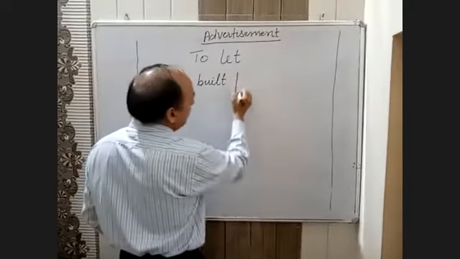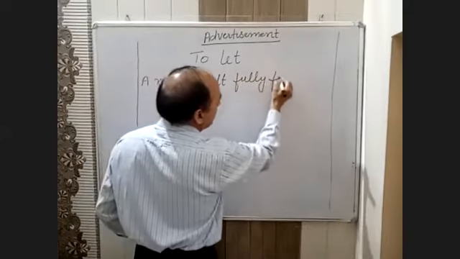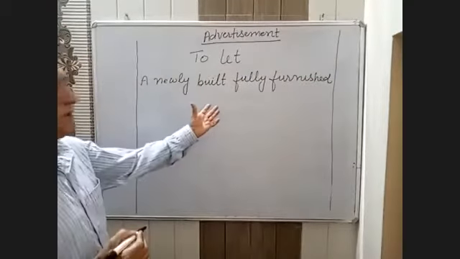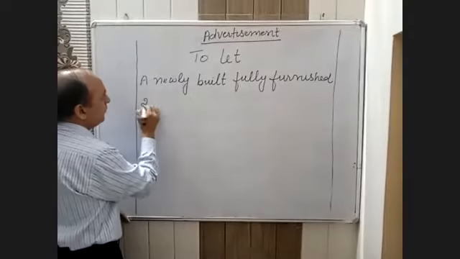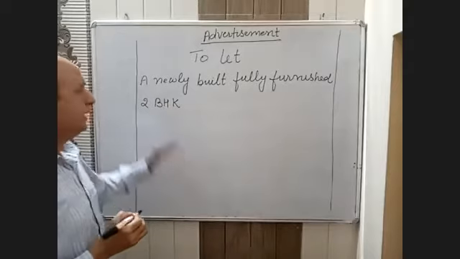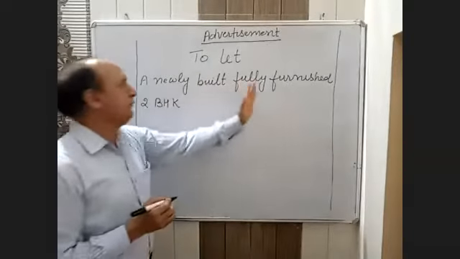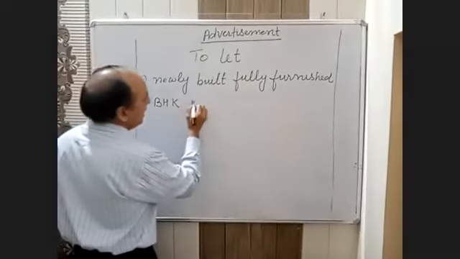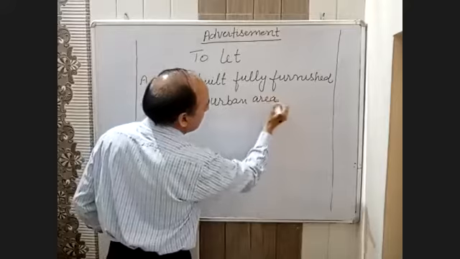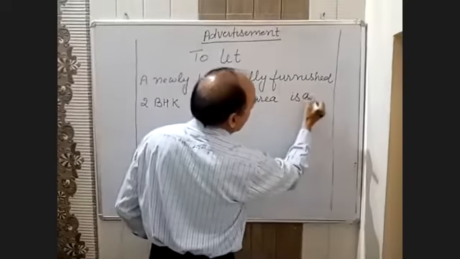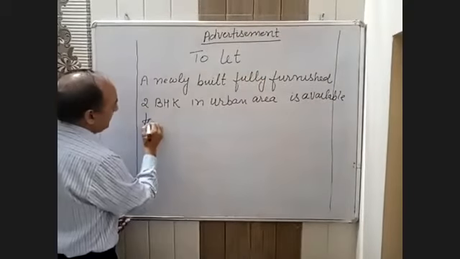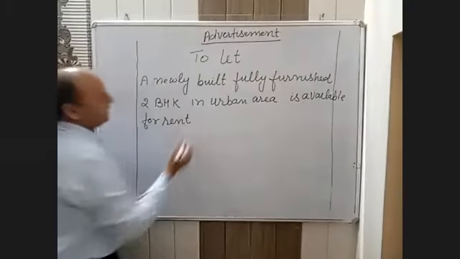A newly built, fully furnished. Even there is some abbreviation in that. इसमें कुछ abbreviation आती है. BHK, two bedroom hall and kitchen. A newly built, fully furnished 2 BHK in urban area is available for rent. Even you can write the east-west facing.